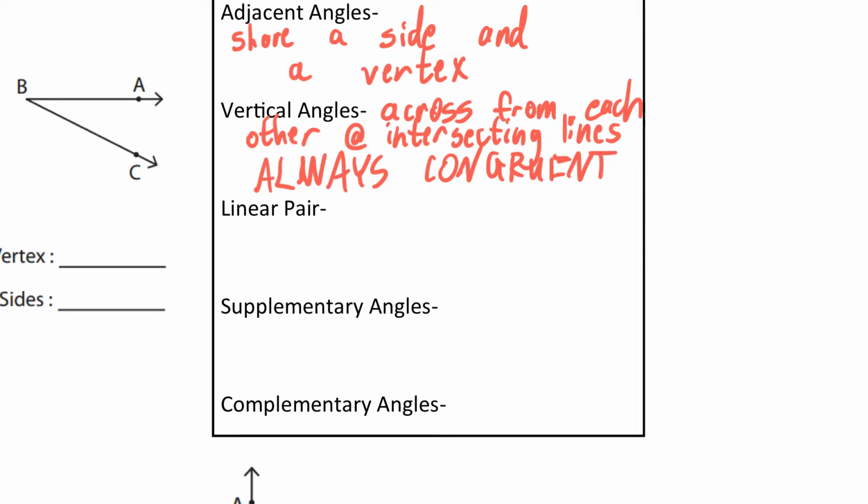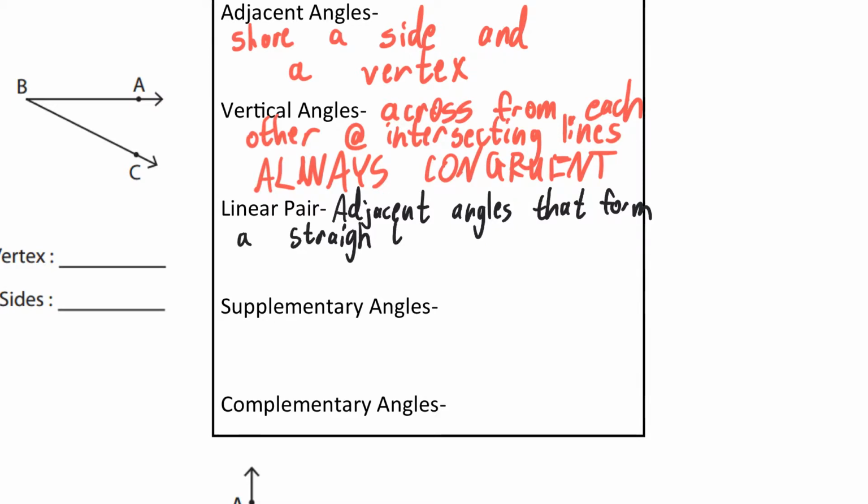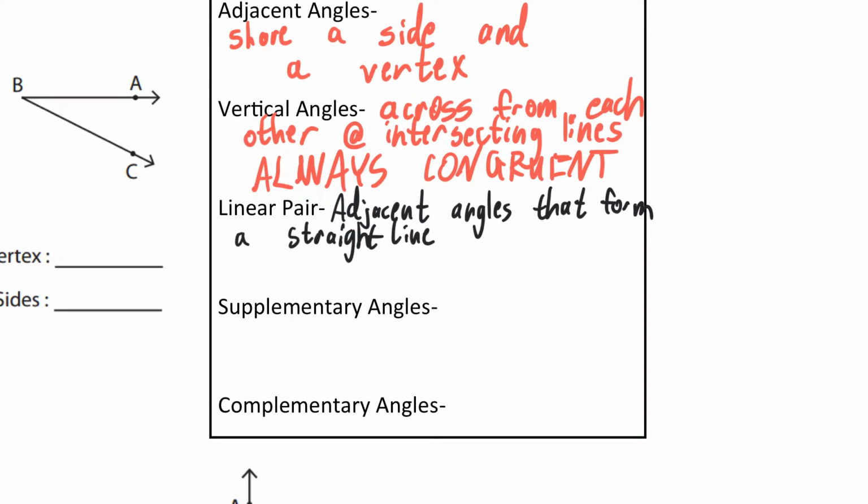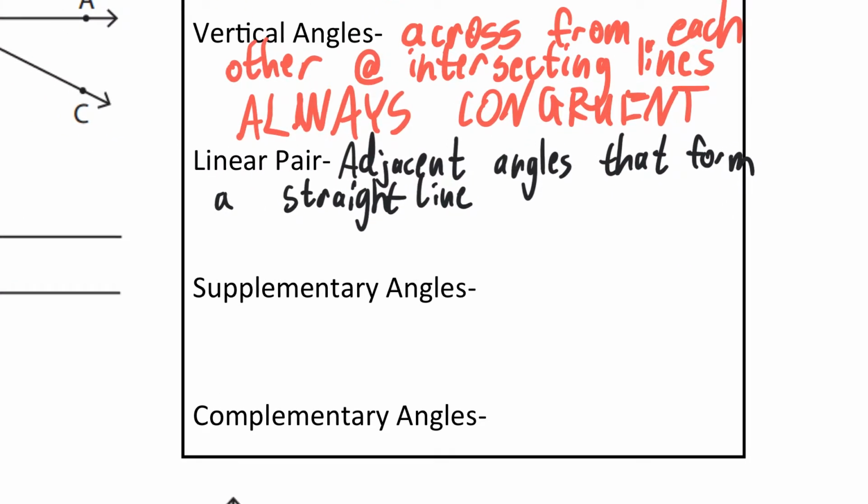Okay, linear pair. What's up with the linear pair? They are adjacent angles that form a straight line. Adjacent angles that form a straight line. And what do we know about a linear pair? They're always equal to 180, which means they're what? Supplementary. So that's what supplementary means. They add up to 180.